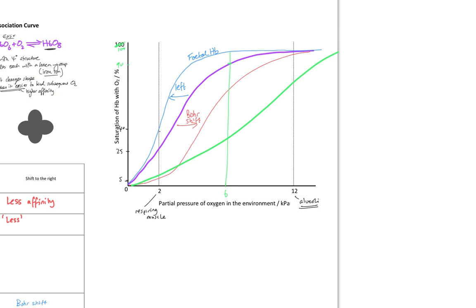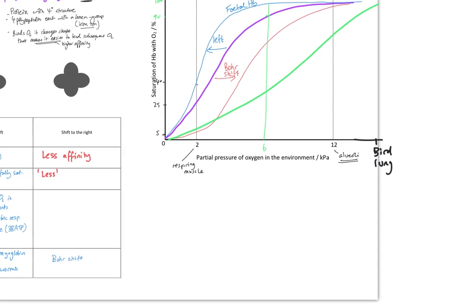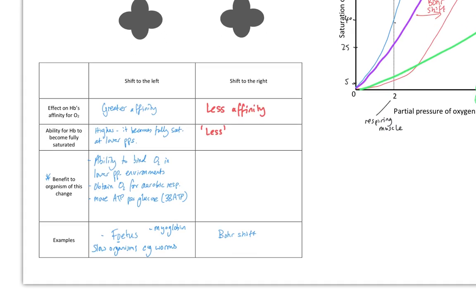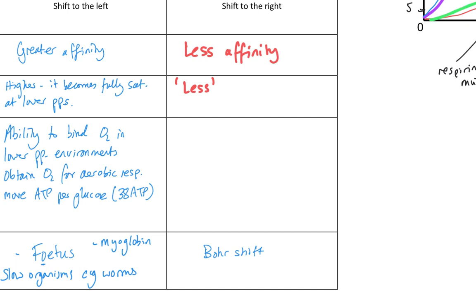However, they've also got more efficient lungs because they don't have any residual volume. So this is the bird lung over here, so it does get fully saturated. But it's not good at binding more, so I would never talk about that. I would talk about what's the advantage to the organism of this.